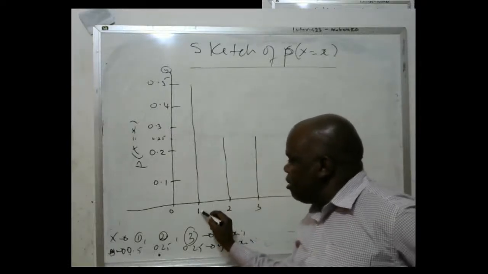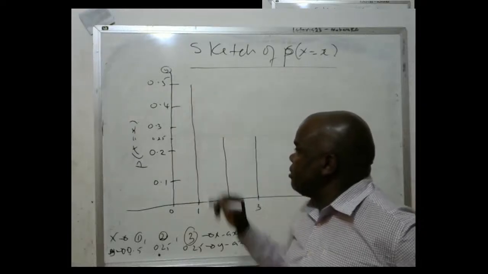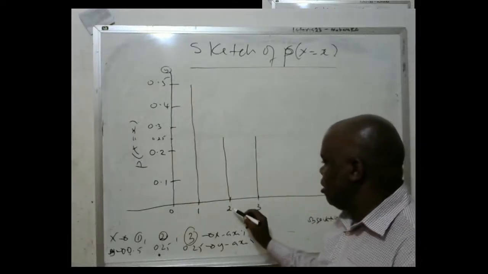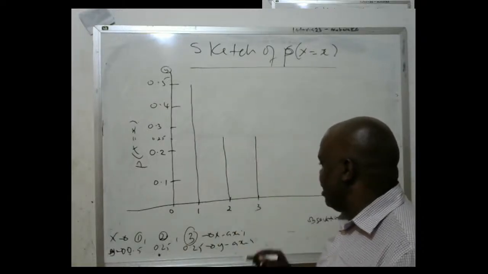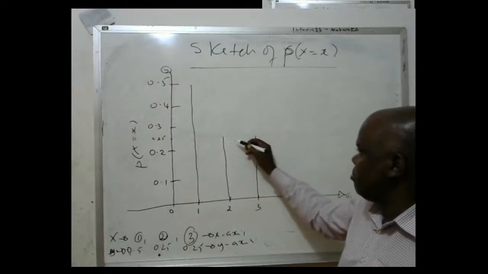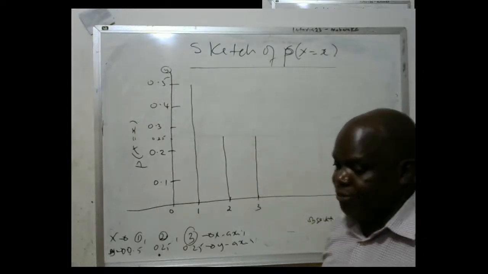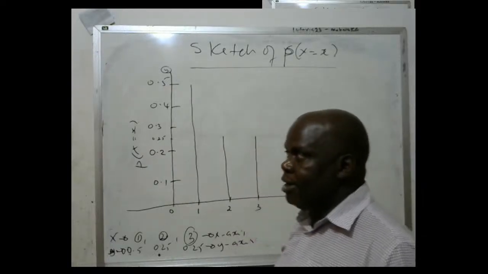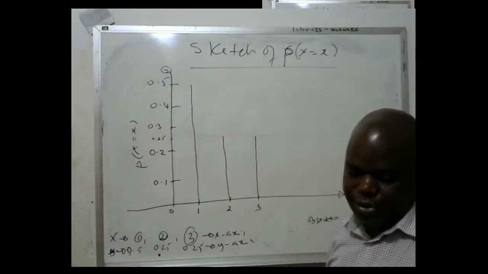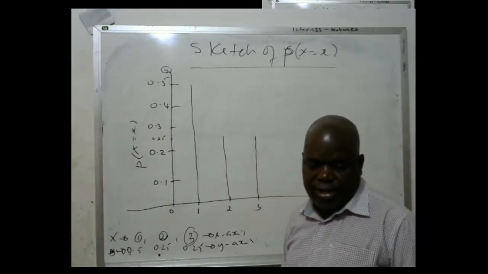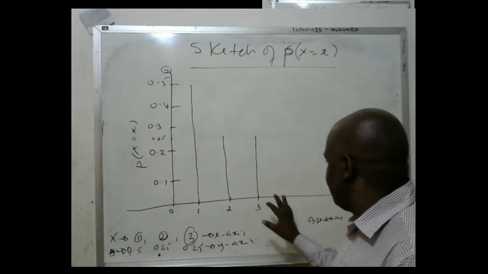This one here, probability of 1 is 0.5, so you raise it up to 0.5. The vertical lines. Then the probability of 2, 0.25, so you raise it there. The probability of 3 is that one, so you raise it up there, like that. So this one is a sketch of our PDF, of our random numbers 1, 2, 3. That's our sketch.